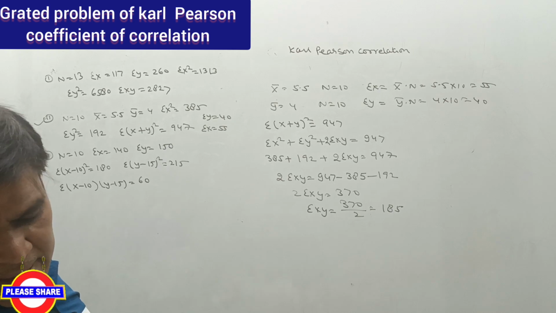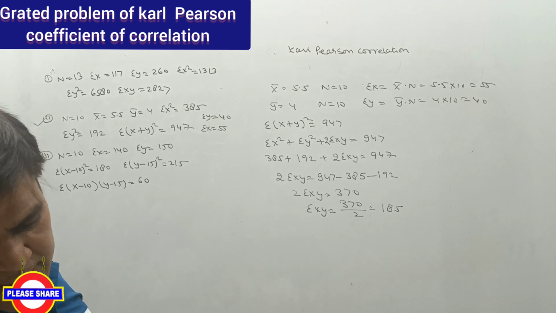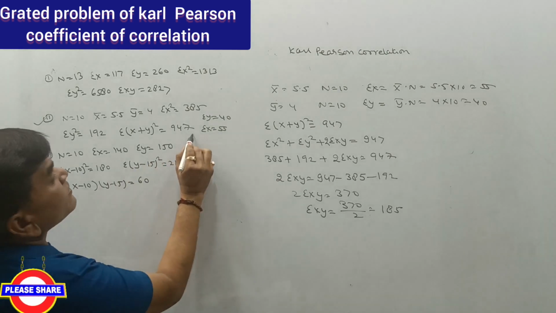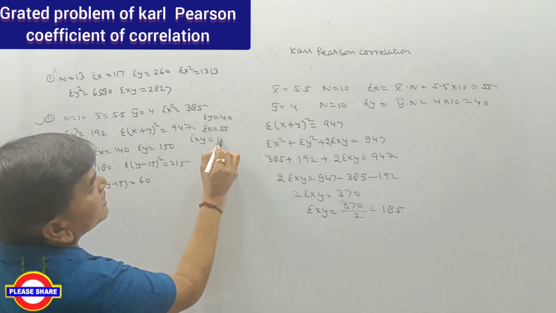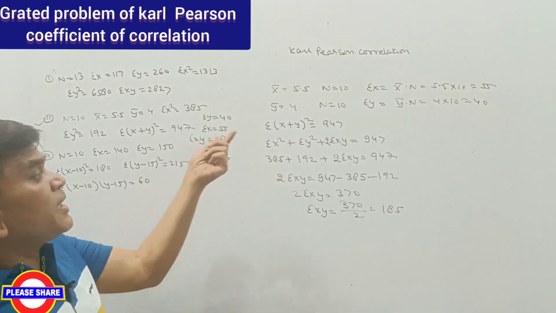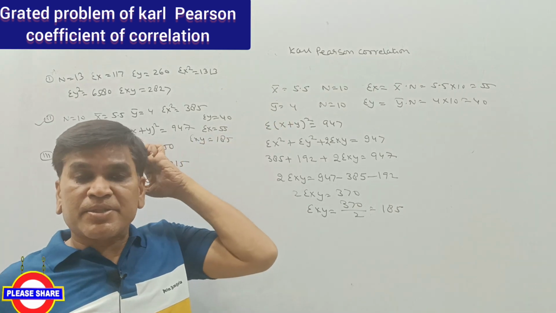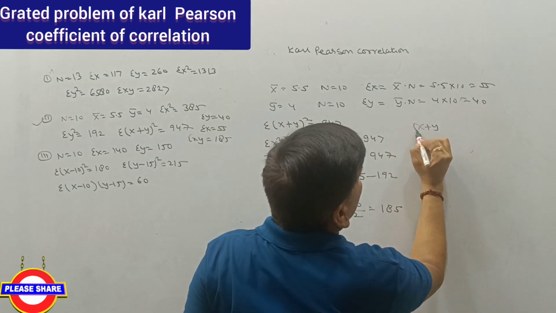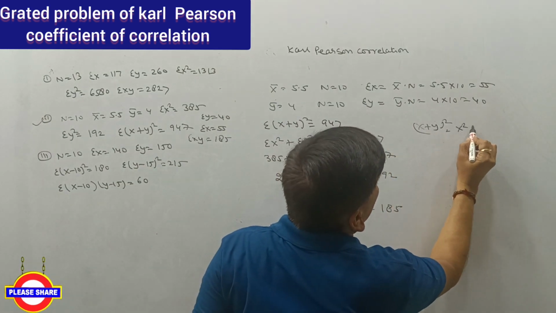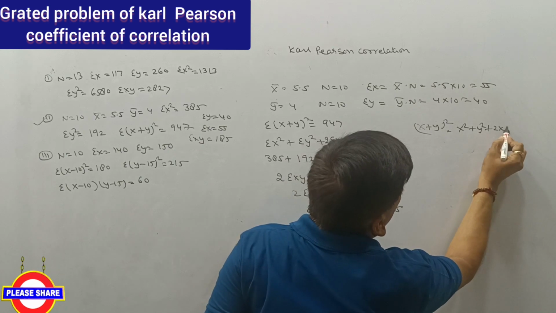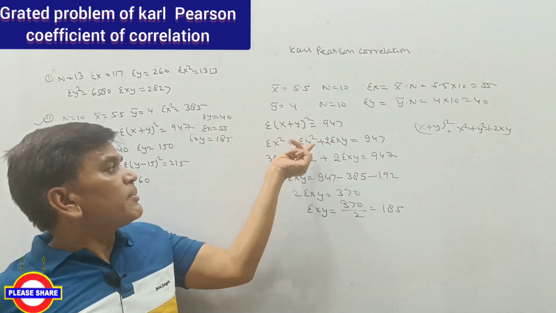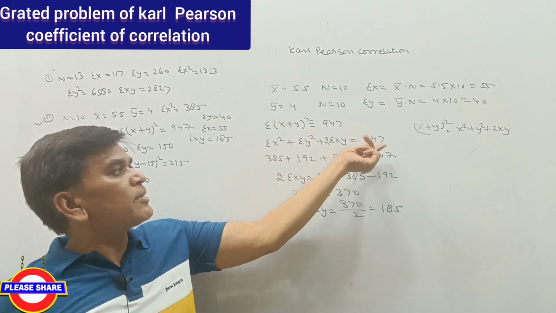This is 185. I should see the answer. Okay. So here sigma xy we have calculated, that is 185. Here we have given sigma (x plus y) square is this. So (x plus y) square value is x square plus y square plus 2xy.